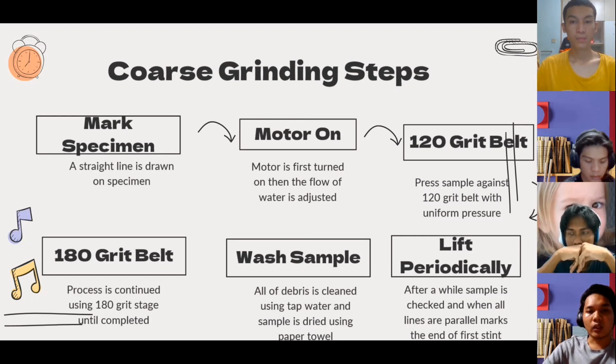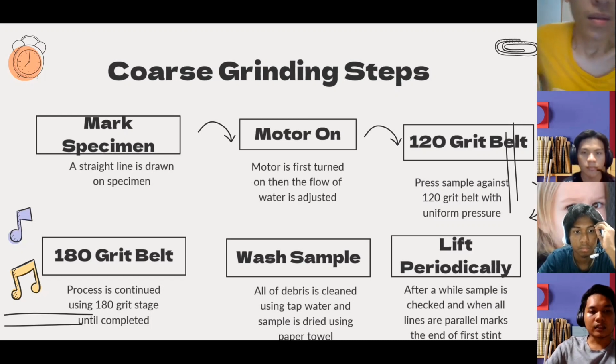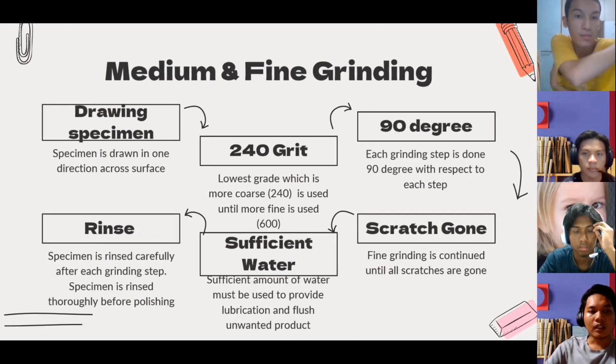Next, we use a 120 grit belt. We must press the sample against the 120 grit belt with uniform pressure so it will deteriorate uniformly. And next, after an amount of time, we must look at the sample and lift it to check whether all the lines are parallel. After that, we must wash the sample so all of the debris is cleaned using tap water and the sample is dried using paper towel. And lastly, for the coarse grinding step, we must use a 180 grit belt, which is finer than the 120 grit belt. This process is used until it is completed.